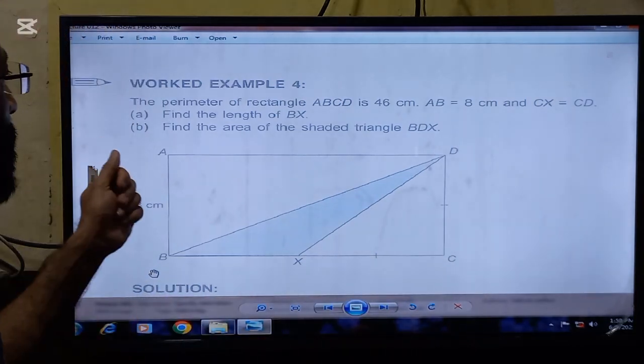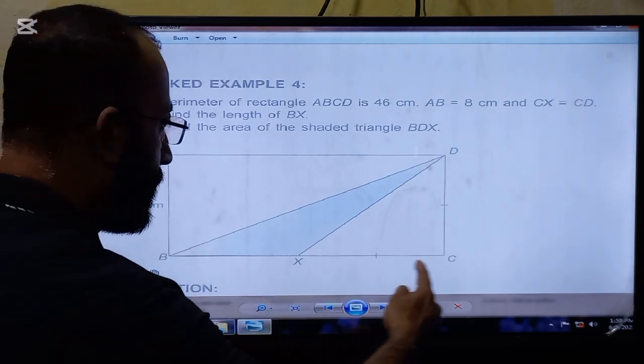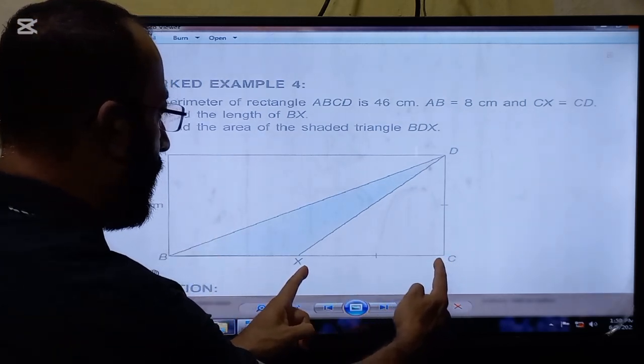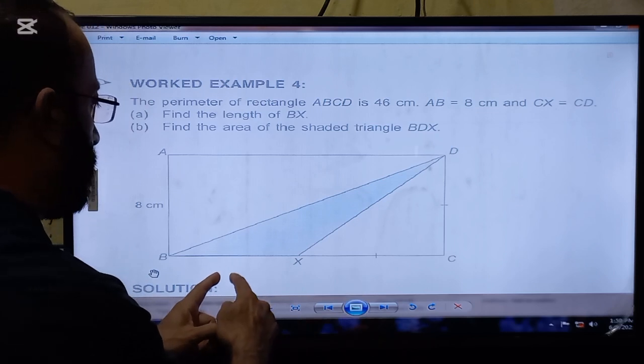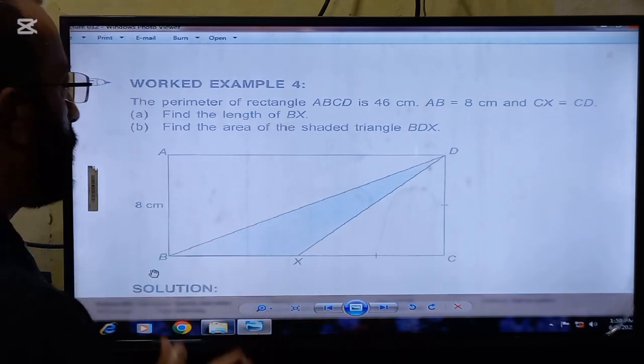Okay, now A part is find the length of BX. So if this total side is 15 and this portion is 8, so 15 minus 8, this will be 7. So this is the answer of the first part.